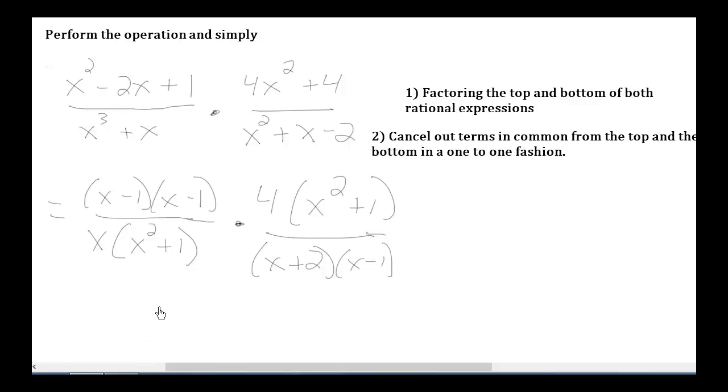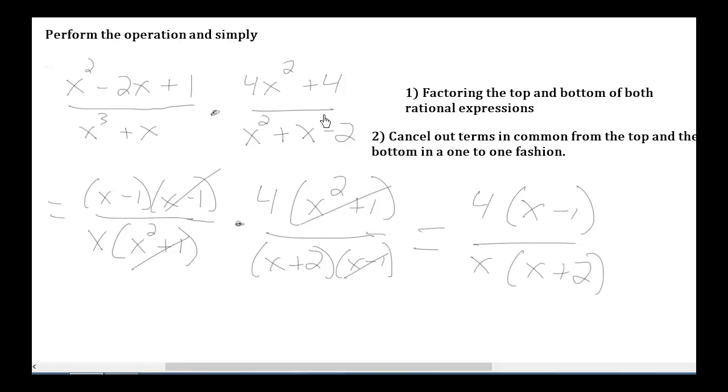cancel out terms in common from the top and the bottom in a one-to-one fashion. So it's got to be top and bottom. You can go diagonal, that's fine. But things at the same level don't cancel out. So this x minus 1 and this x minus 1 don't cancel. But this one cancels out with this one in a one-to-one fashion. This x minus 1 doesn't get rid of all the x minus 1s on top, just one-to-one. Do these have anything else in common? Yes, the x squared plus 1s cancel out. Anything else? Nope. Then whatever's left on top stays on top. So I've got 4 and x minus 1. And on the bottom, what's left? I've got an x and x plus 2.